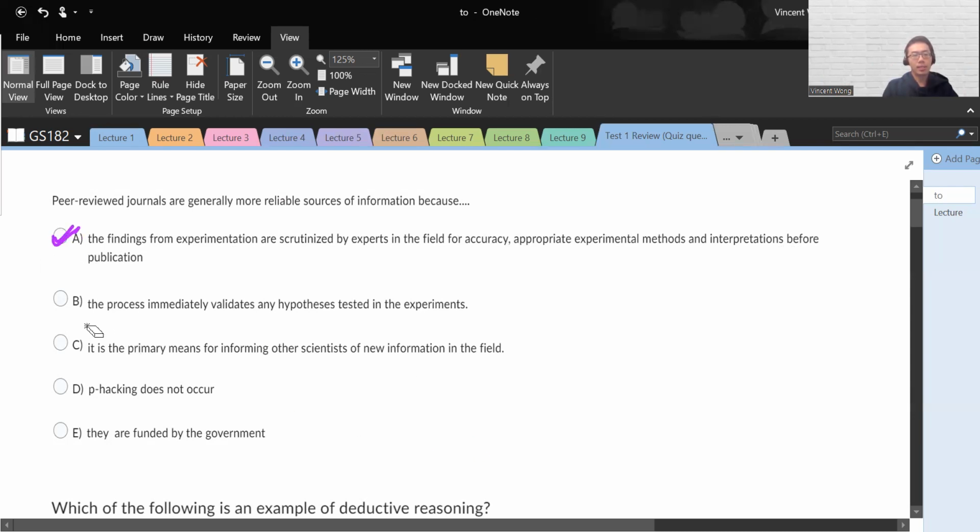Let's take a look at the other ones. The process immediately validates any hypothesis tested in the experiment. That's not true. Primary means for informing other scientists of new information in the field. No, p-hacking does not occur.